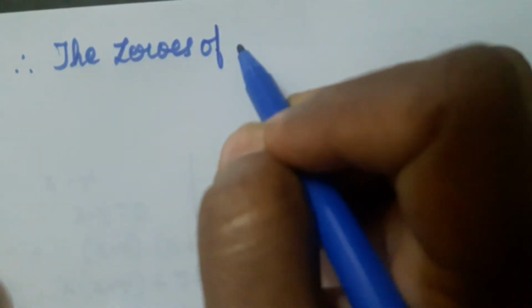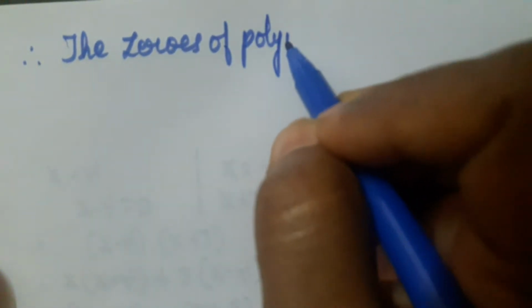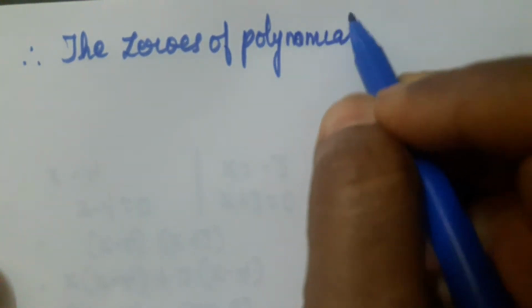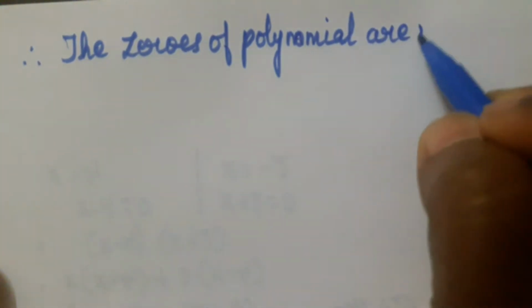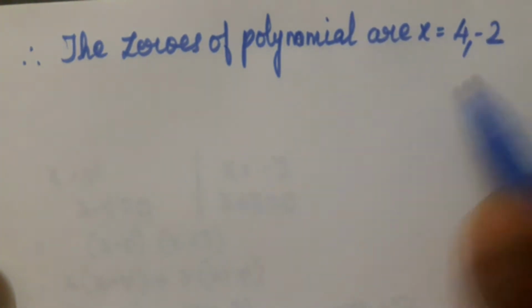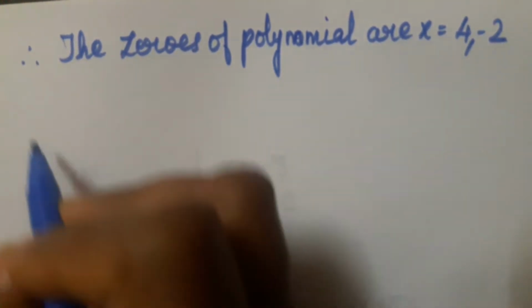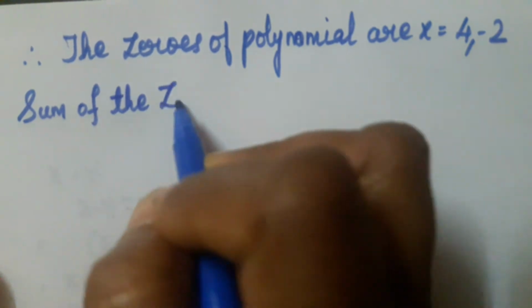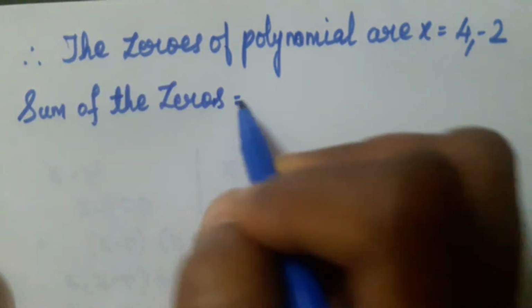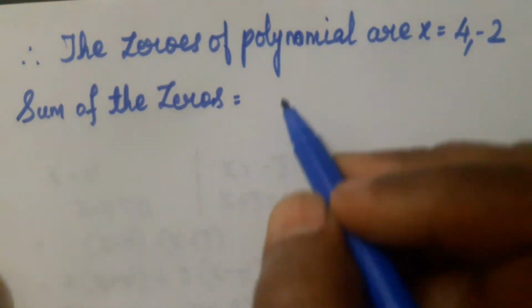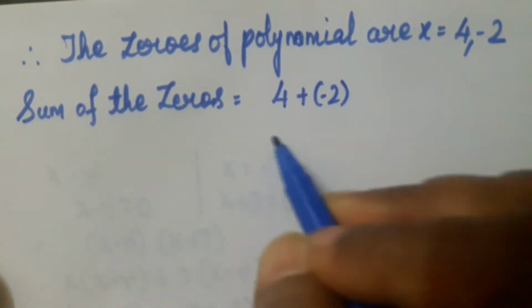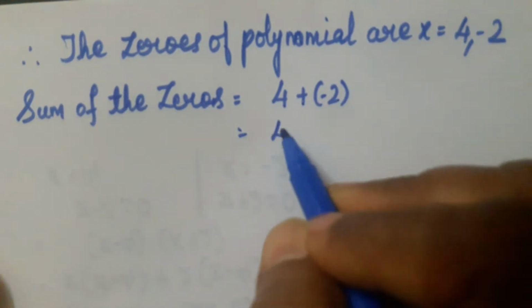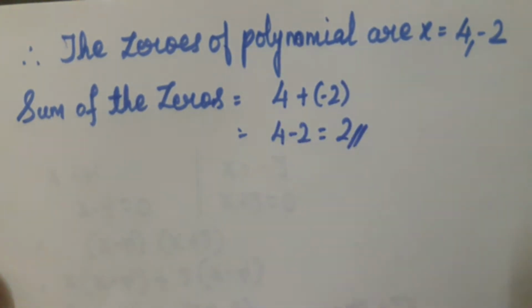Therefore, the zeros of the polynomial are x is equal to 4, minus 2. Now, what is our intention? We need to find the sum of the zeros, right? So sum of the zeros is equal to, we are going to add these two factors. So it will be 4 plus minus 2, that's equal to, plus into minus is minus, 4 minus 2, that is equal to 2, right?